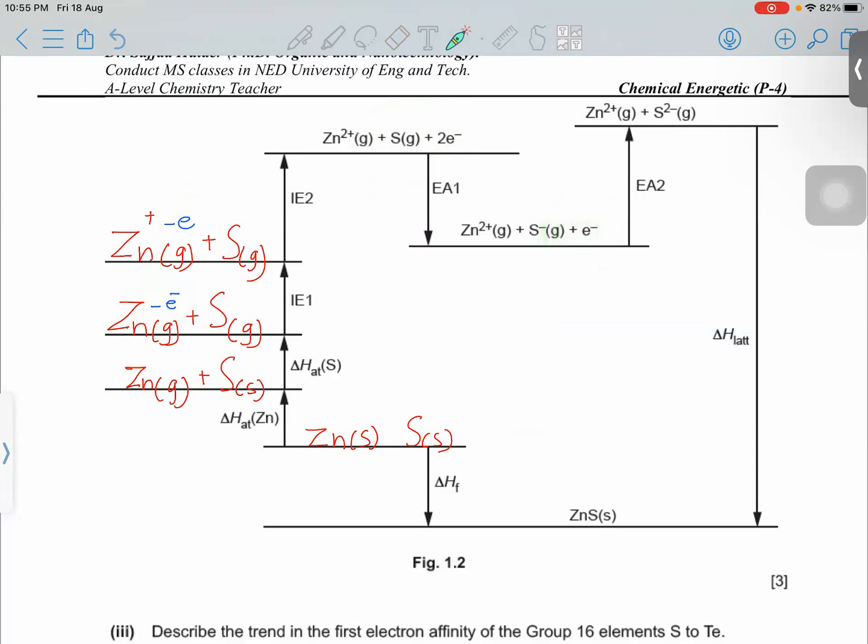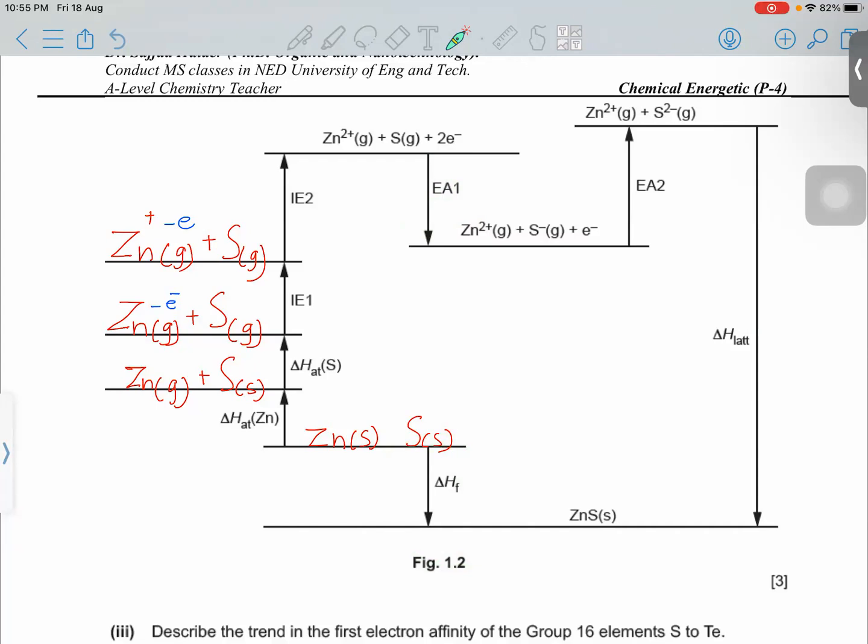This is first electron affinity. Then give it again. It becomes S minus 2. This is second electron affinity. When these two ions combine, zinc sulfide solid is formed. This energy is called lattice energy. When the elements combine, zinc sulfide is formed. This is called formation.